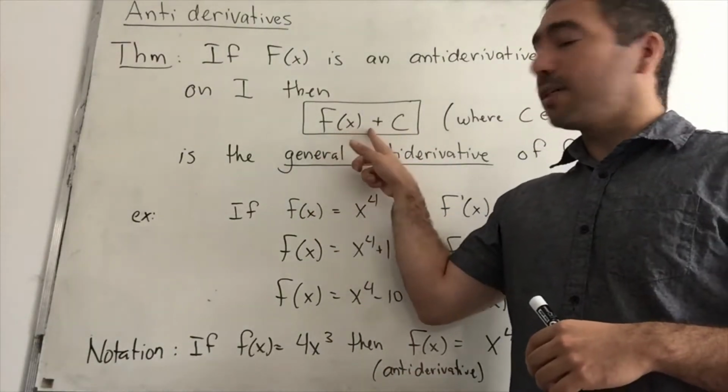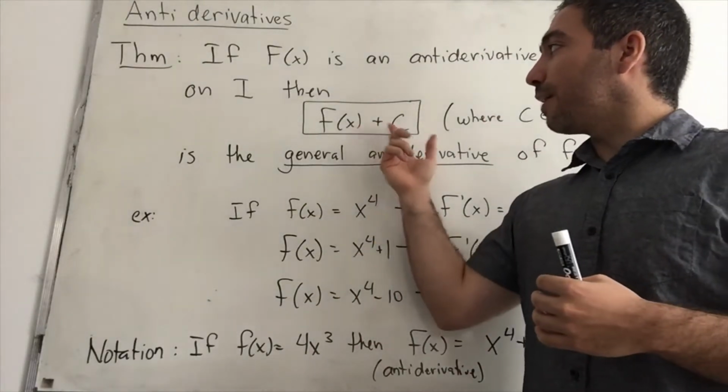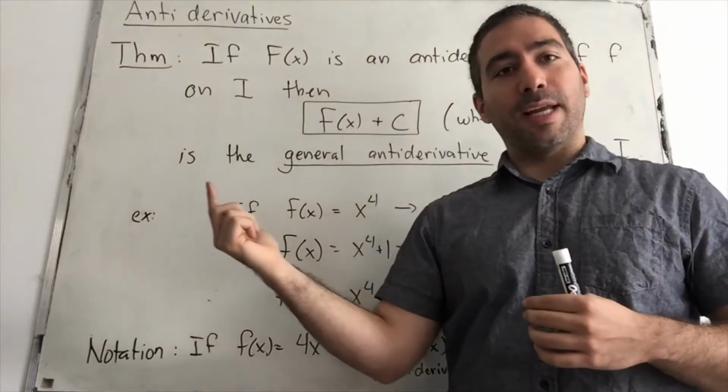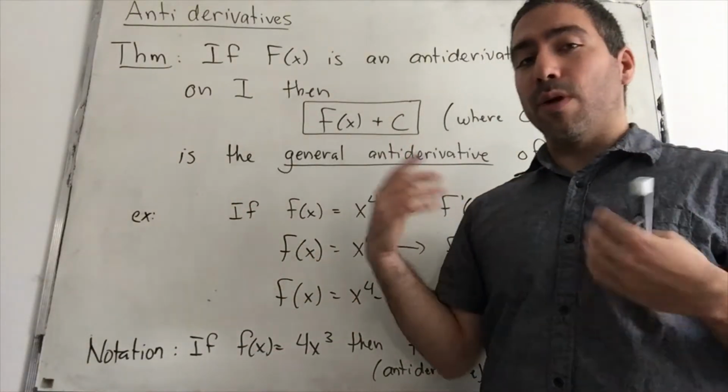Essentially the function plus some constant that's potentially there, because remember, when we're taking the derivative, you might have a constant that's there that might get cancelled out. When you're anti-deriving, you don't know if that constant's there or not, okay? So you have to consider it.